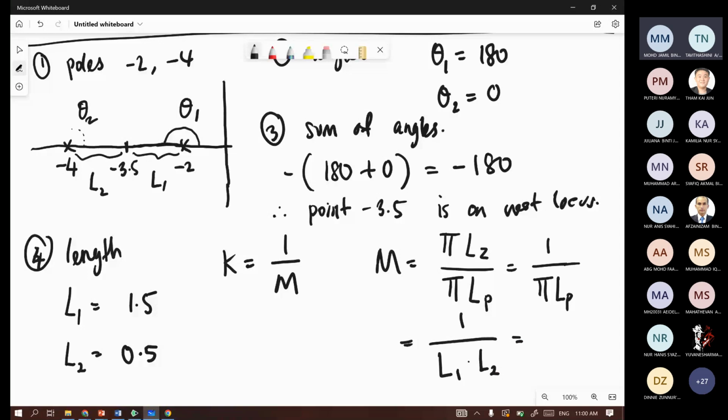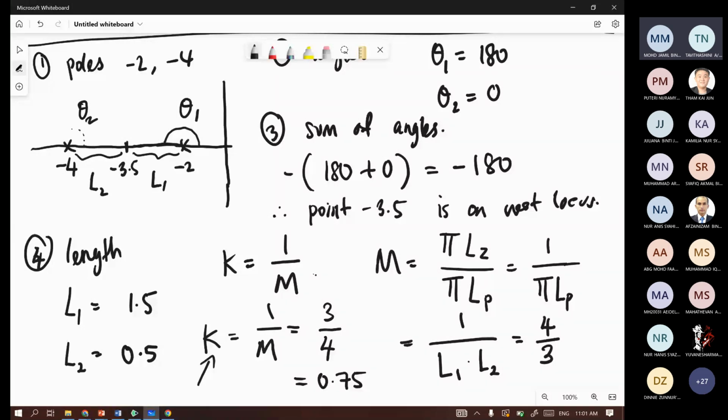So you get 4 over 3. So substitute into this. So K equals 1 over M, so equals 3 over 4, 0.75. Okay, so this is the gain K at this point. So this point is on the root locus. So only when the point is on the root locus, then it has the gain K.